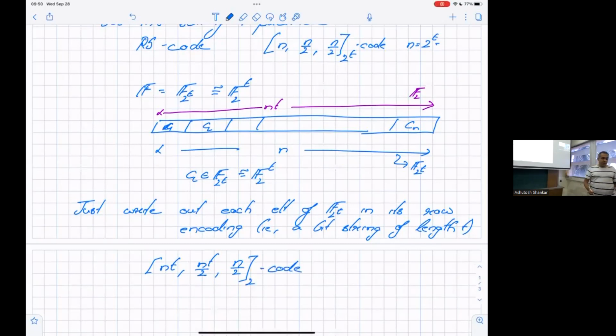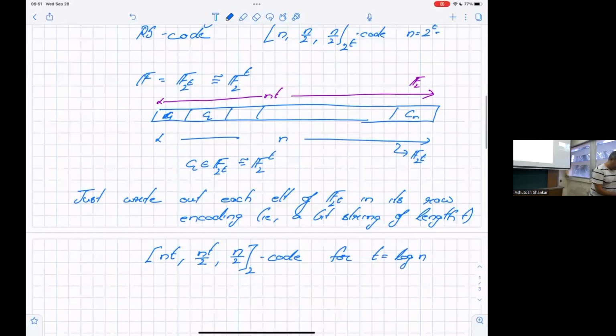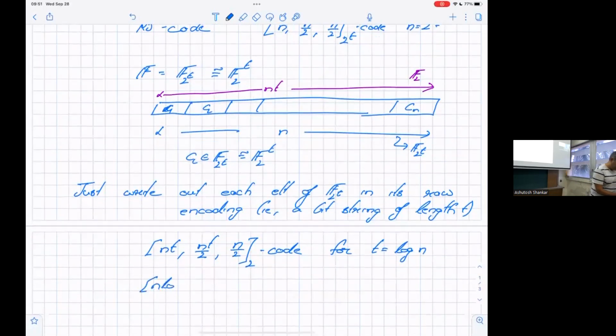So there's one catch over here. This is not true for all T. If it were true for all T, then I would set T to be 1, and I'd have an amazing code. T is log n. This is true only for T being exactly log n. Therefore, now writing it, this is an n log n, n by 2 T code.